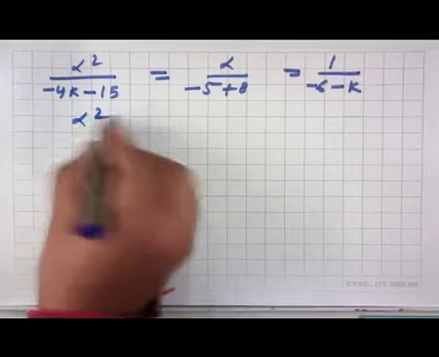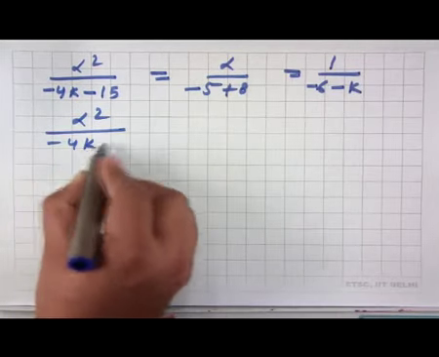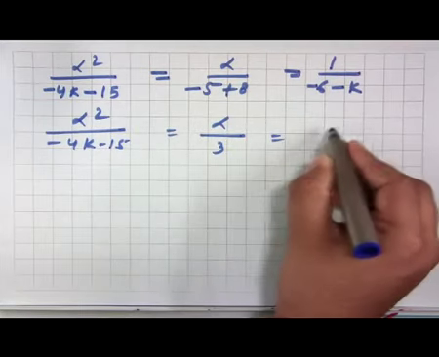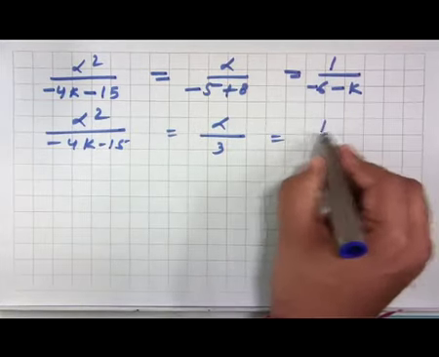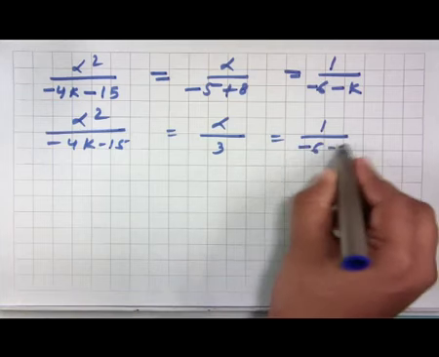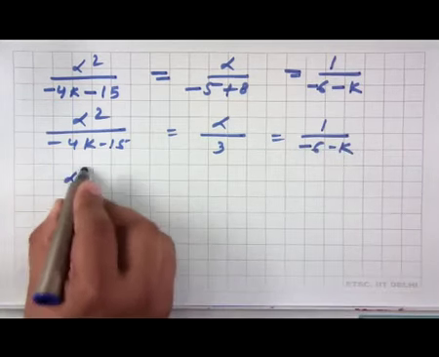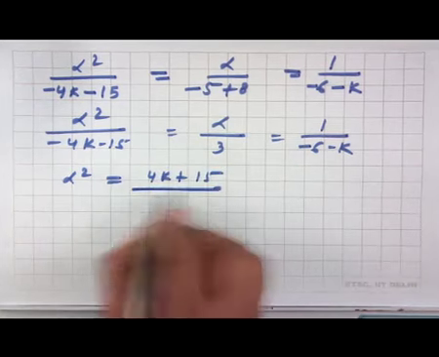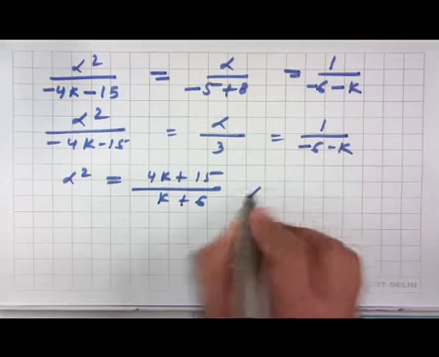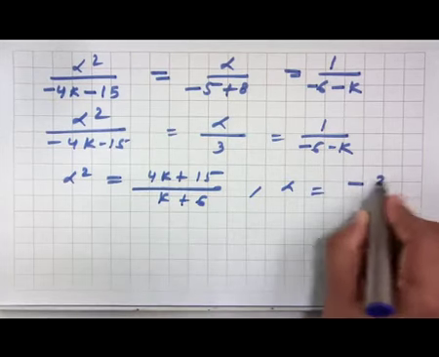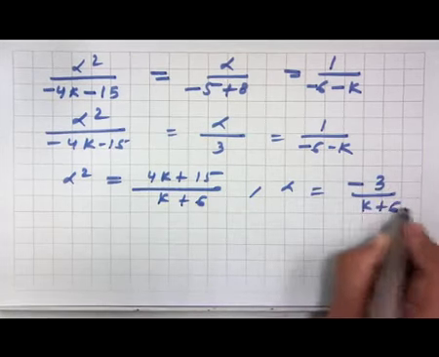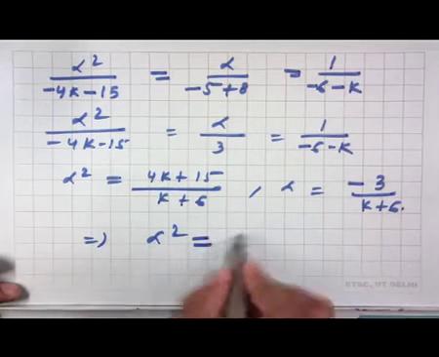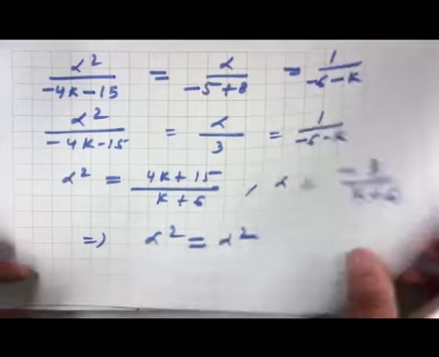Now alpha square over minus 4k minus 15, alpha over 3, equal 1 over minus 6 minus k. The value of alpha square will be 4k plus 15 over k plus 6, and the value of alpha is minus 3 over k plus 6. Now alpha square equals alpha square, we will solve for the value of k using this.